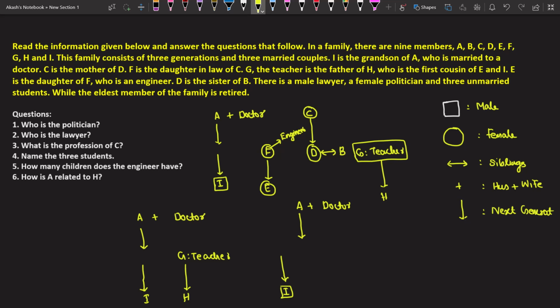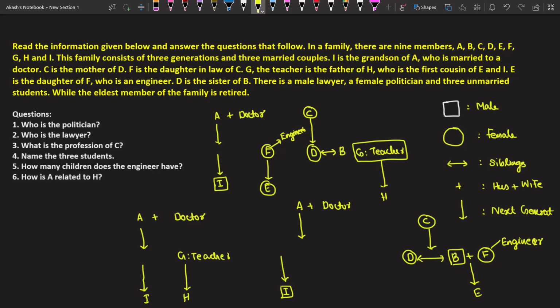So we know that F is getting married to B. So we can write it as, we have a C here. C has two children. One is D and another one is B. So B is getting married to the engineer, that is F. F is an engineer, and since F is the wife of B, B will be a male. They will be having a kid called E.